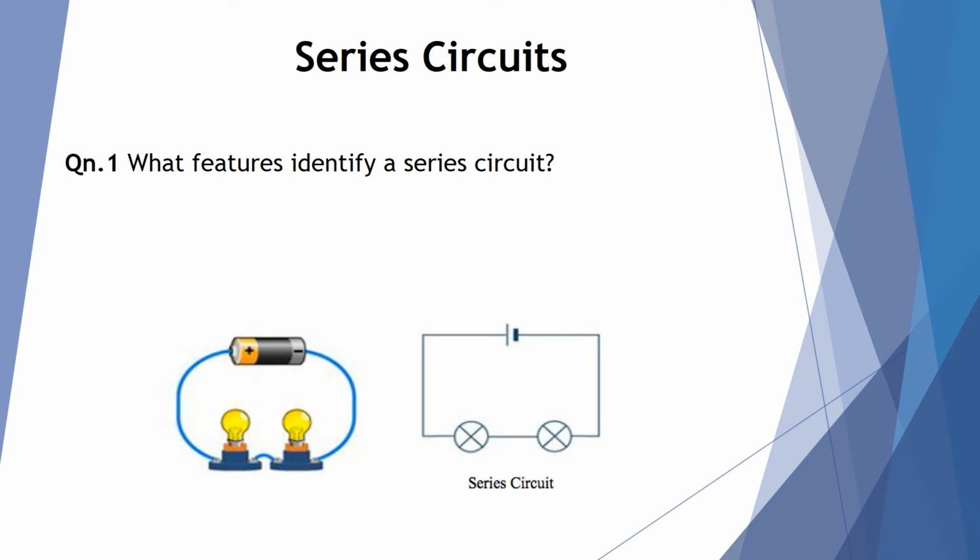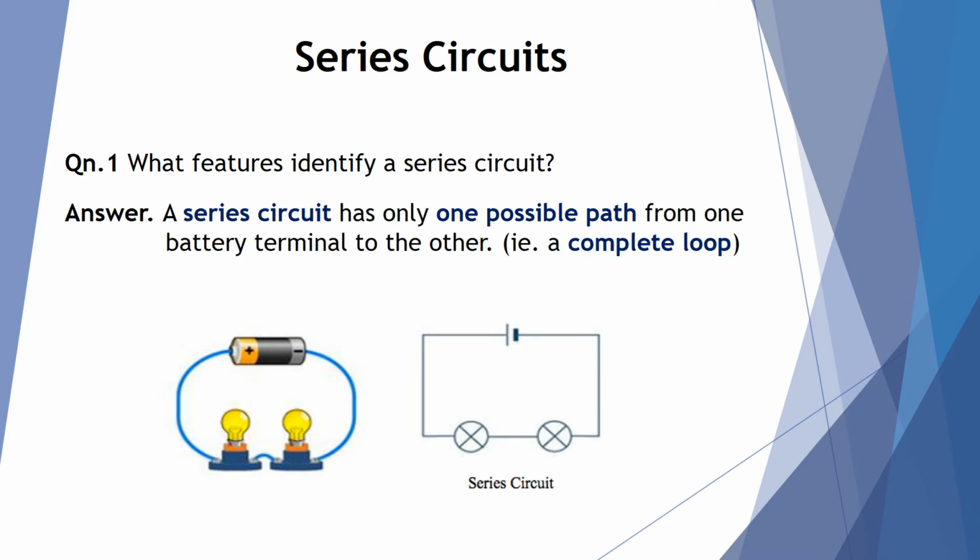So what feature identifies a series circuit? Well, a series circuit has only one path, or if you like, a loop from the positive terminal of the battery through the components back to the negative terminal. Much like a hose, there are absolutely no branches going from one end of the battery to the other.